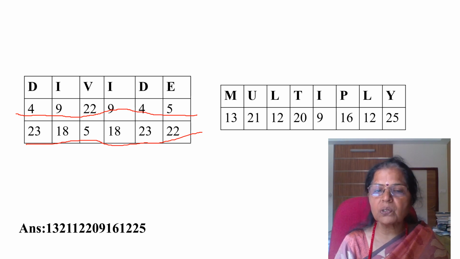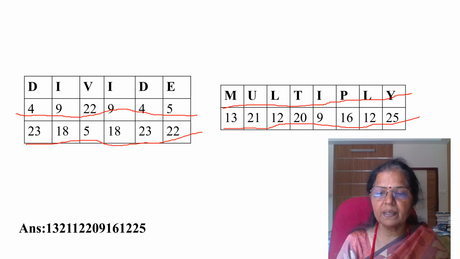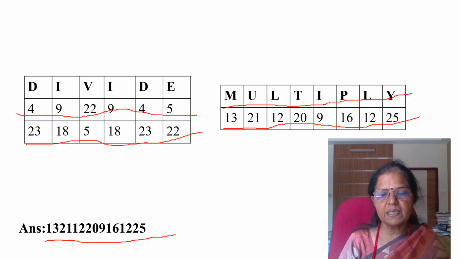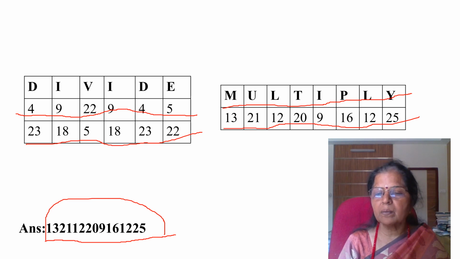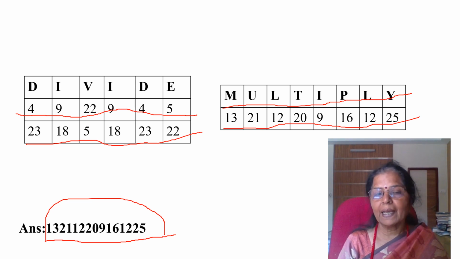So also for the word multiply, you just write the word, spell it, multiply, look at the table and write the direct order position numbers. This is the number, and copy it in sequence: 13, 21, 12, 20, 9, 16, 12, 25. So this is the answer. How will the word multiply be coded? It will be coded as 13211222091612225, the direct order position.